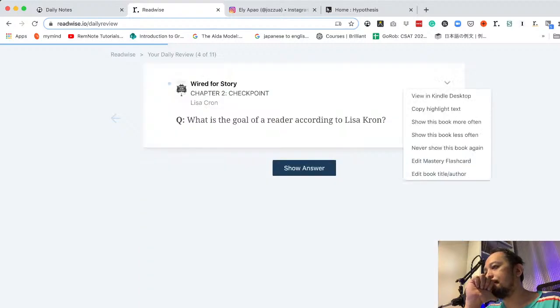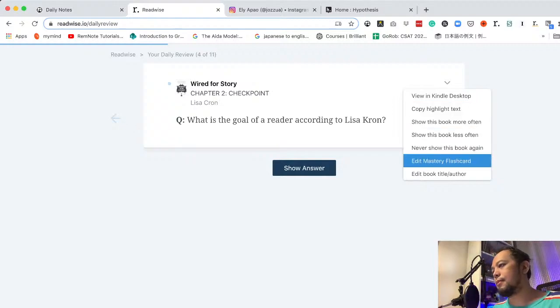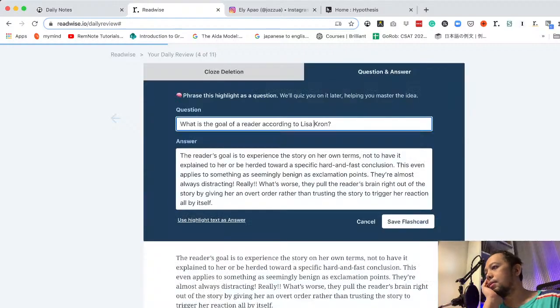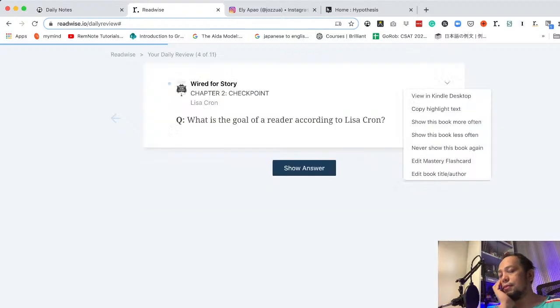Your reader's goal, you have to put yourself in the mind of a reader, is to experience the story in their own terms. So when you churn out content, whether it's design, an illustration, or a doodle, people experience it in their own terms.